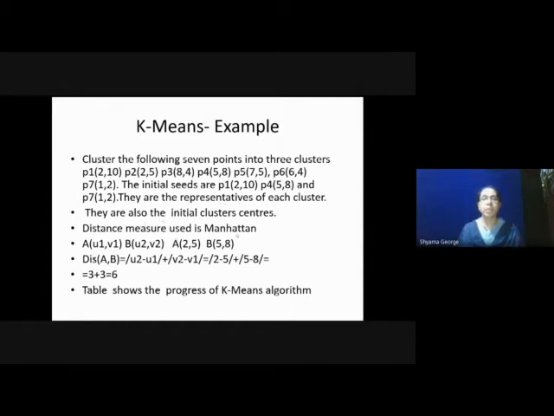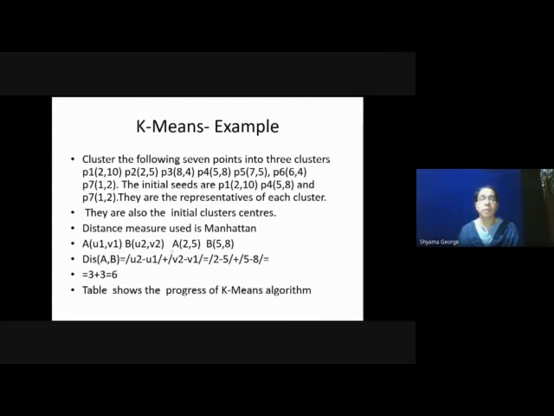Now we are using Manhattan distance to compute the distance between the points and the centroid. To calculate the Manhattan distance, suppose A is (U1, V1) and B is (U2, V2). To find the Manhattan distance, you take the absolute value of the difference U2 minus U1 plus the absolute value of V2 minus V1.